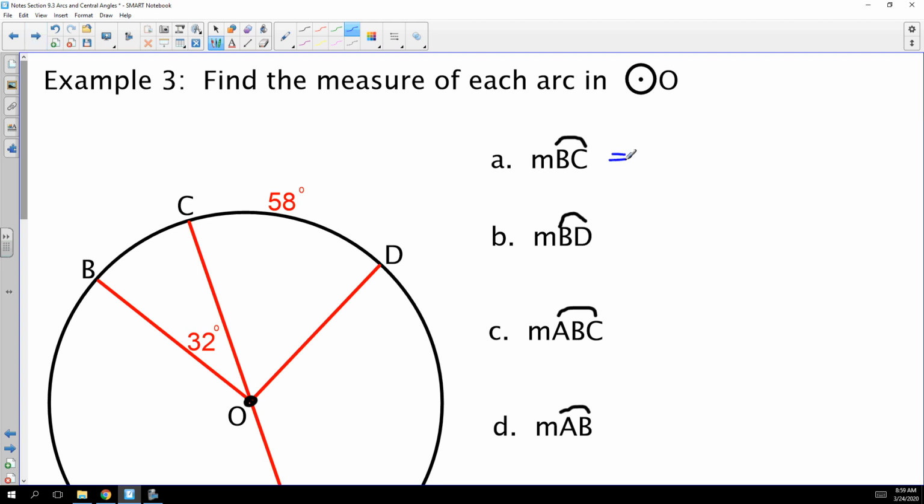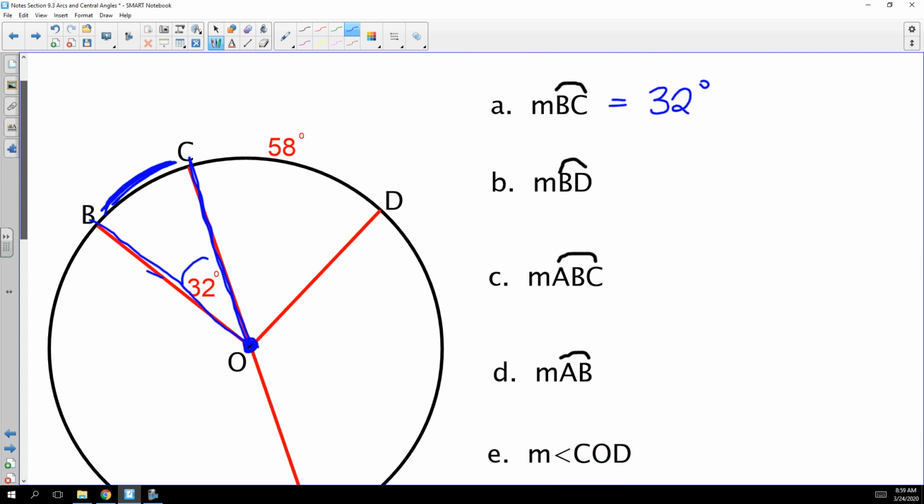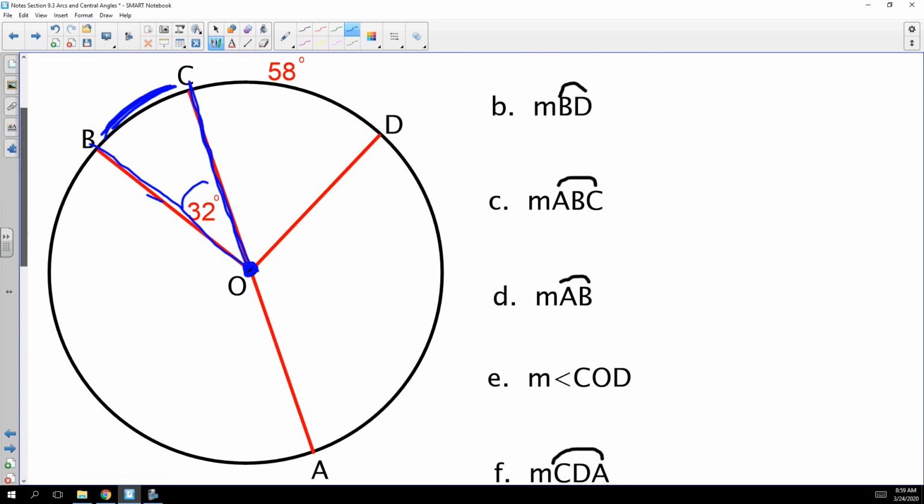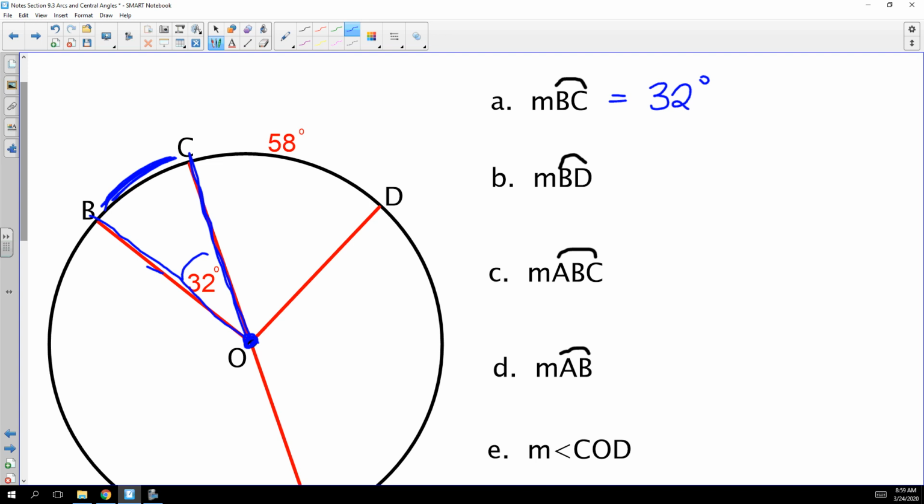I'm going to remind you that the measure of an arc is equal to the measure of the central angle that cuts that arc off. So measure of arc BC is 32 degrees. And just keep in mind, O is the center of our circle. So we should remember that segment CA is a diameter, okay? That's important. Now we're going to find the measure of arc BD. Well, we just got this to be 32. So the measure of arc BD is going to be equal to 32 and 58 is 90. Got it?